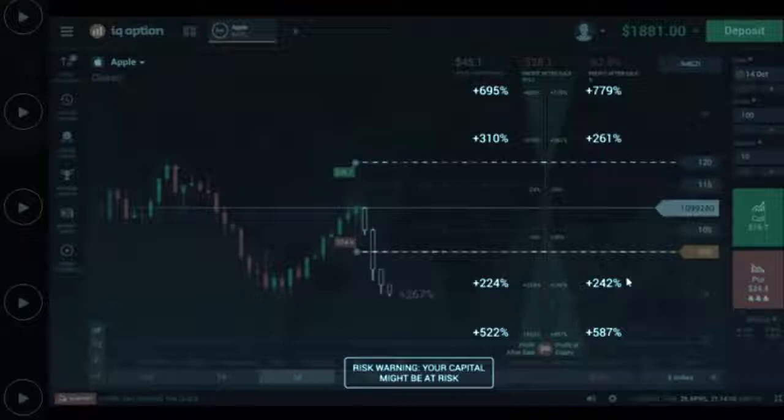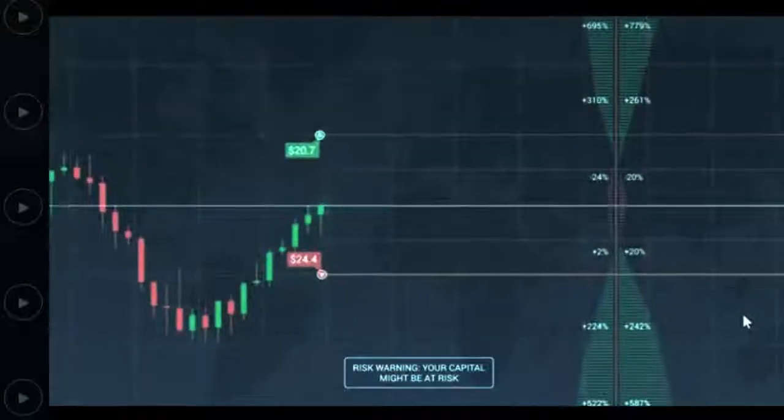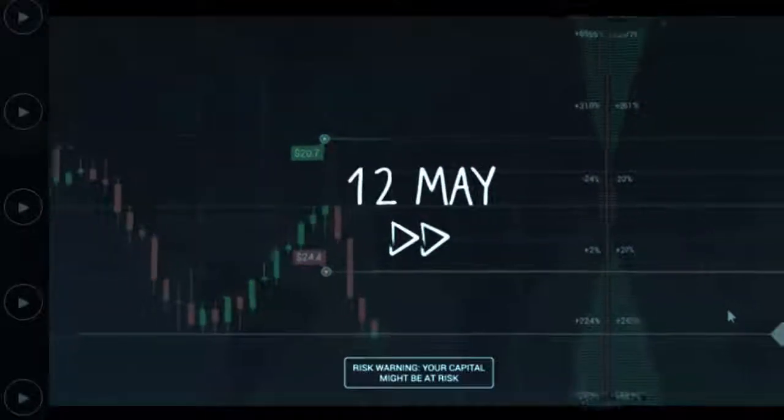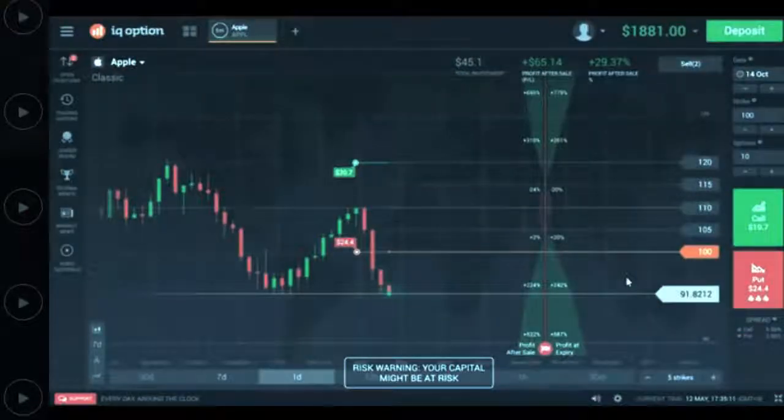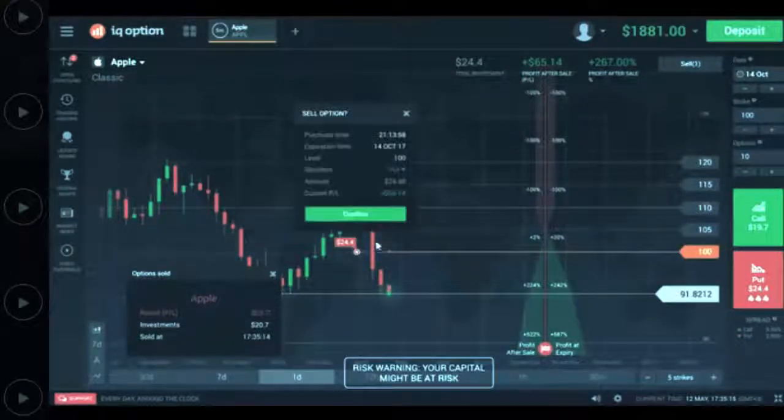Now, if the price of the asset moves strongly in one direction, the profit for the corresponding option will cover your investments in both transactions. In this example, Apple's stock dropped significantly after a quarterly report was released. You could have pre-sold the options without waiting for the expiration and locked in your profit.